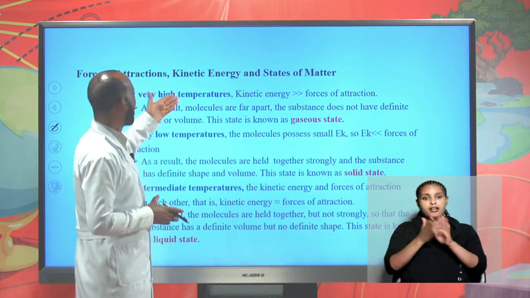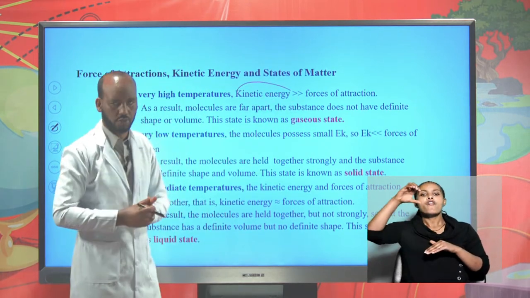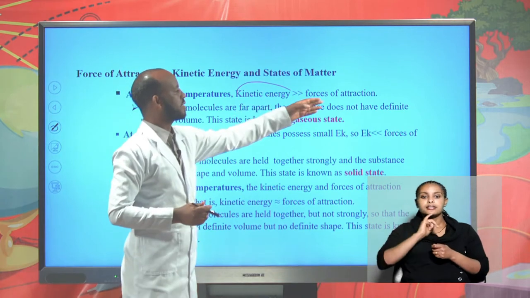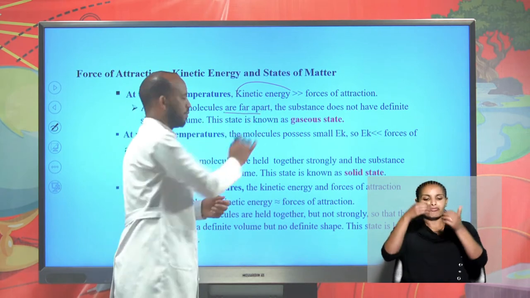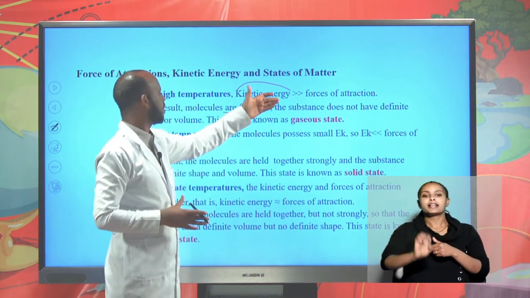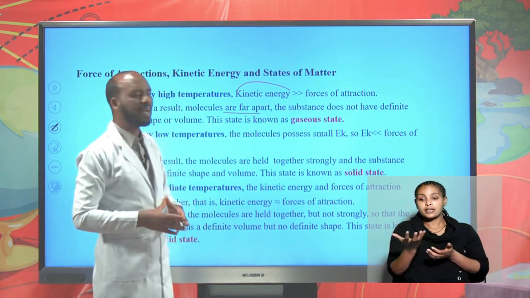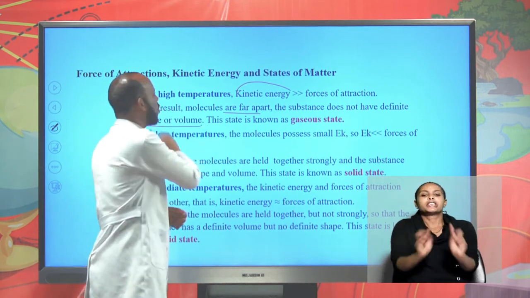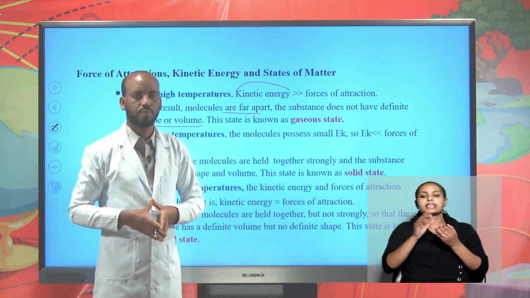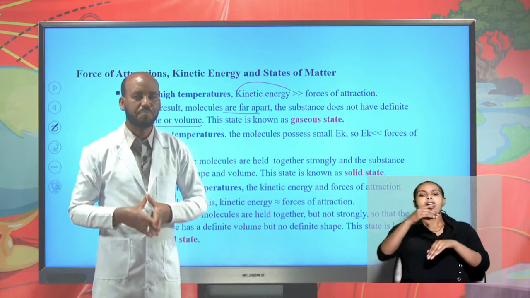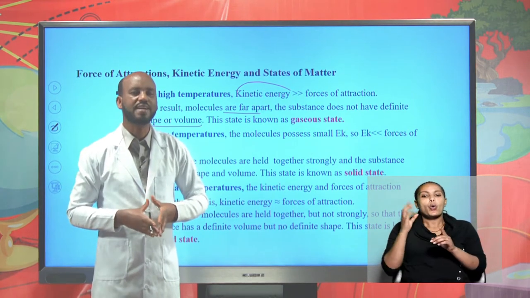1. At a very high temperature, kinetic energy is greater than force of attraction. As a result, molecules are far apart. Kinetic energy makes molecules far apart. The substance does not have a definite shape or volume. This state is known as gaseous state. Students, at high temperature and low pressure, a substance will exist in gaseous state.